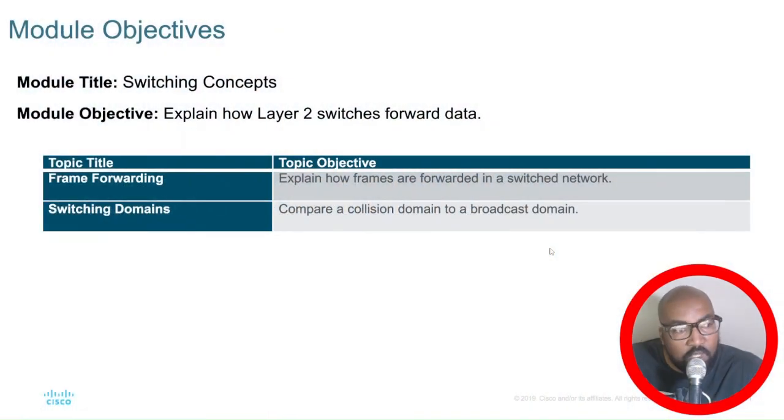We're going to talk about switching concepts in this video. We're going to explain how Layer 2 switches forward data. Frame forwarding: explain how frames are forwarded in a switch network. Keep that in your brain. Switching domains: compare a collision domain to a broadcast domain. So we're going to take a look at those items here.